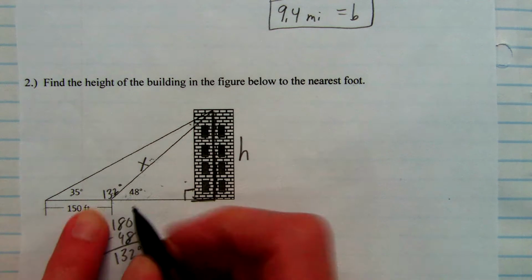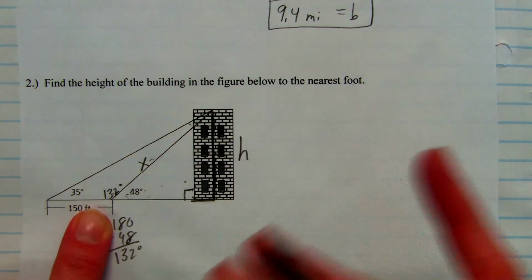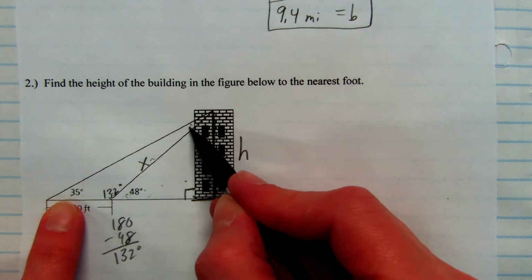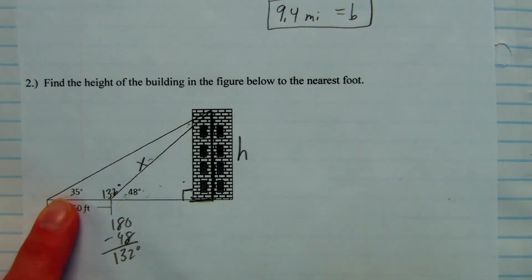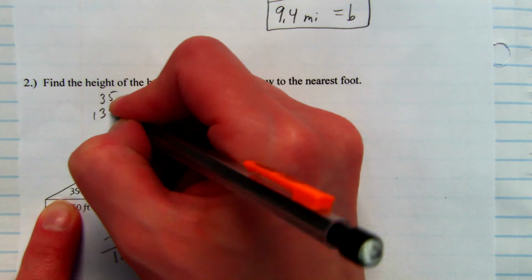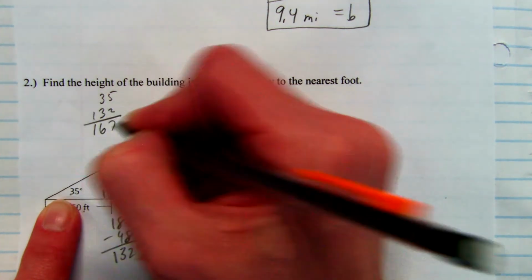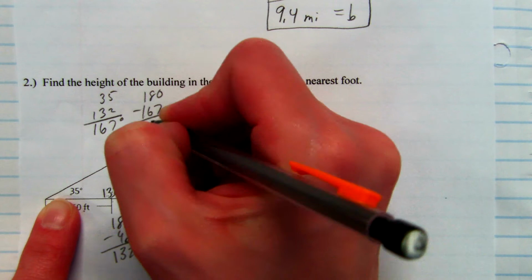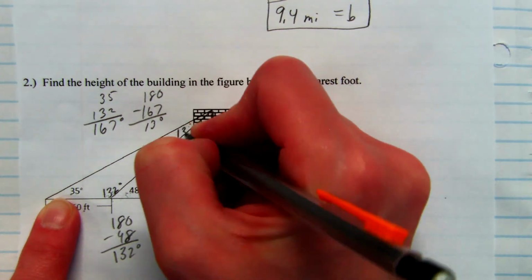So this is 132 degrees. They expect that you guys know that two angles next to each other that make a straight line add up to 180. And then I can use this and this to find this angle up here. So it's like a giant puzzle. So we're going to add 35 and 132 together to get 167. And then if I subtract that from 180, I get 13 degrees for this skinny little angle up here.